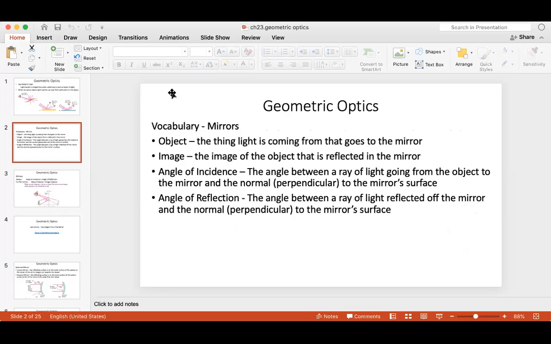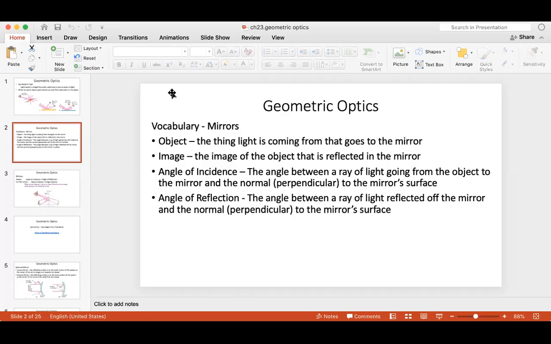Some vocab that we need to know about and understand when we're dealing with optics, right? Right now, as you see, it says vocabulary for mirrors: the object, the image, the angle of incidence, and the angle of reflection. You can copy down those definitions if you're taking notes. This PowerPoint is in Schoology, and I believe I put it in this week's folder. So you can access it yourself also, right?